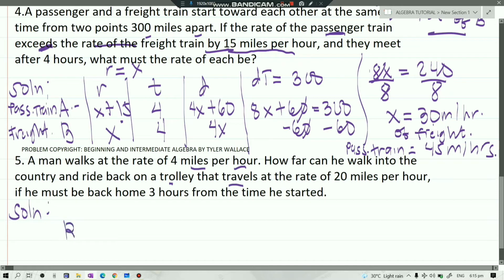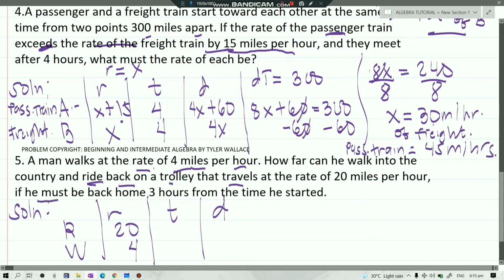So, let R and W. So, we have ride and walk. Okay? So, ano yung rate nun nung nag-ride siya and nag-walk? Ano yung time nun? And what will be the distance? So, ano yung rate natin? So, may given naman. Ride, so we have 20 miles per hour. And walk of 4 miles per hour. And what will be the time? So, eto sabi, if he must be back home 3 hours from the time he started.